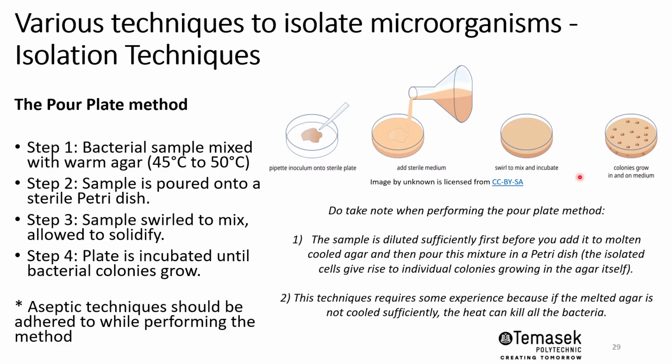After which, probably depending on the species itself, you will see colonies, and some of these colonies will be growing within the agar as well as some on top of the agar. So once again, aseptic technique is important to be adhered to when you perform the method. And it's also important to know that your sample is diluted sufficiently first before you add it to the molten cooled agar and pour it in a petri dish itself, because the isolated cells will give individual colonies growing in the agar itself.